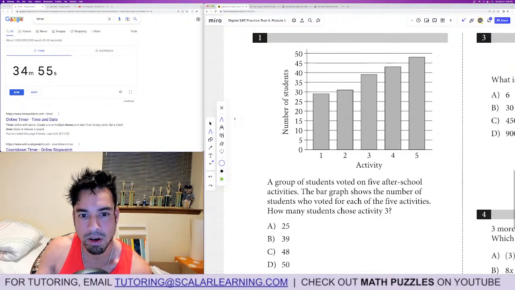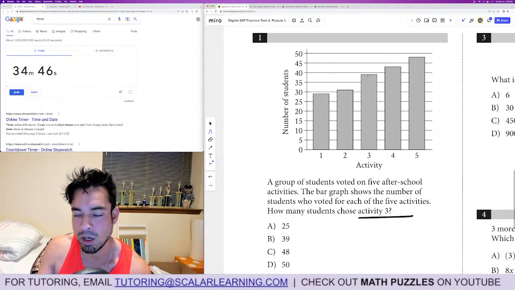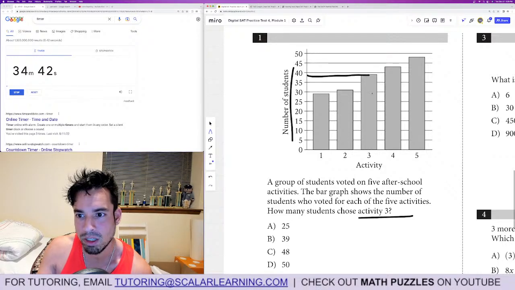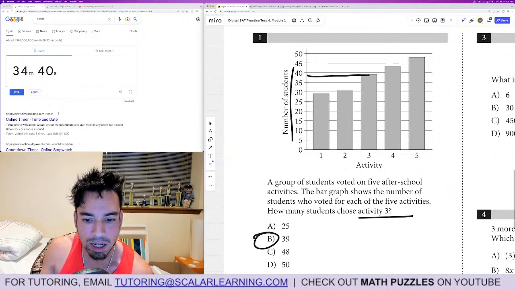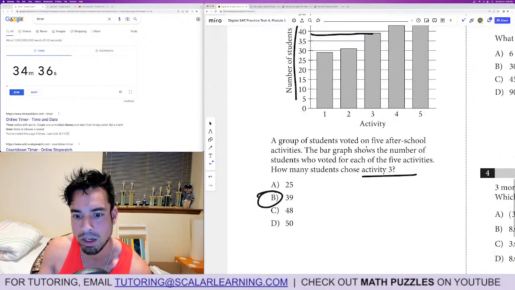All right, here we go. A group of students voted on 5 after-school activities. A number of students who voted for each of the 5 activities. How many students chose activity 3? This is just straight reading a bar graph, so it looks like the number of students is approximately 38 or 39. 39. B is the winner. It's the closest one. Let me make sure I didn't make any mistakes. Boom, done.